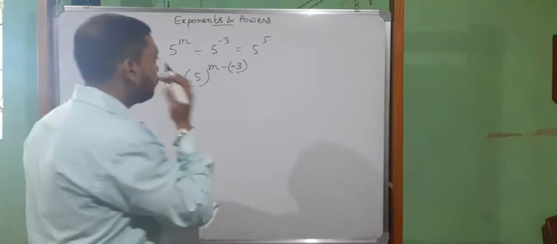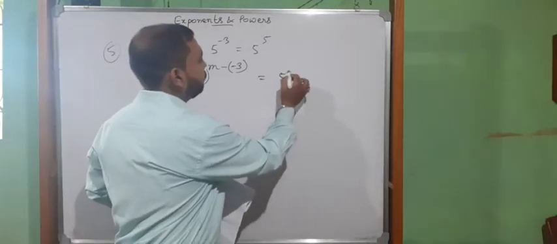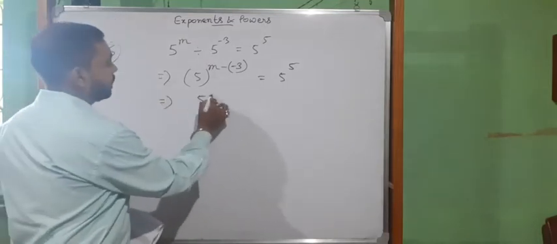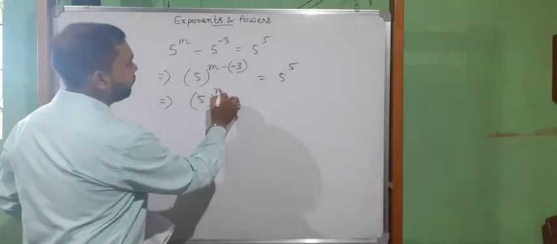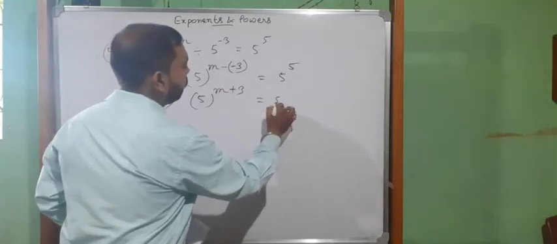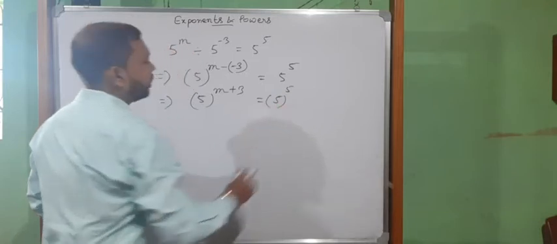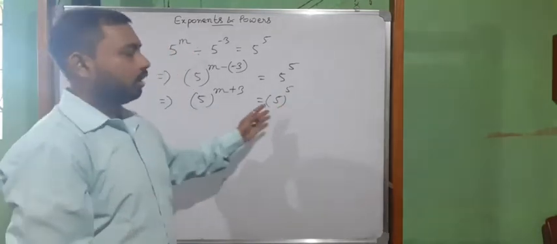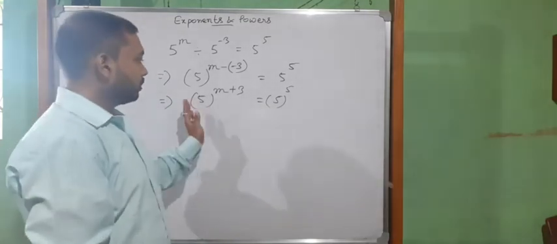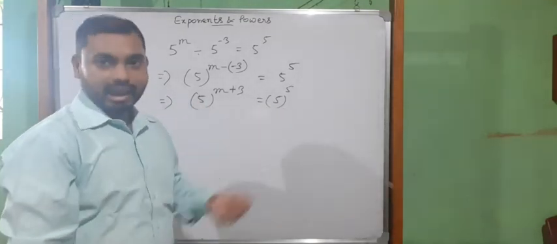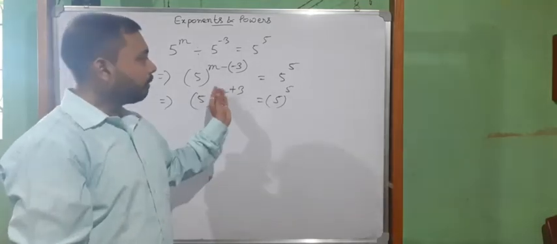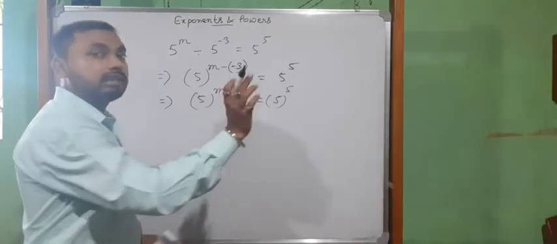Okay. Now again here it will become 5 to the power 5. Okay. Now the expression become like this. It is m minus minus it become plus. So it is plus 3 equal to 5 to the power 5. Now you can see it has taken a form of equation where the left hand side and right hand side the base are same. So we can say that if the base are same, so their powers will be equal. Okay, we can equalize the power actually.